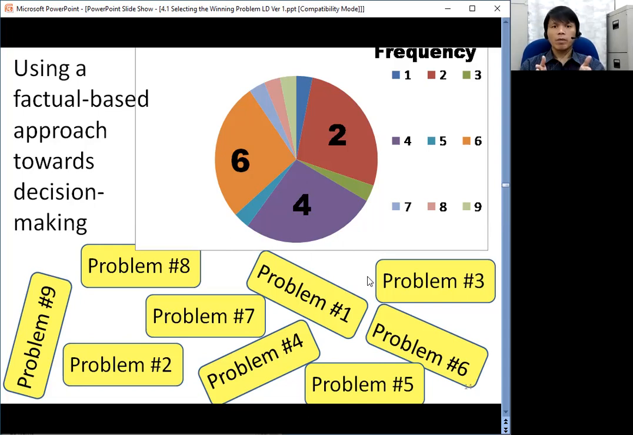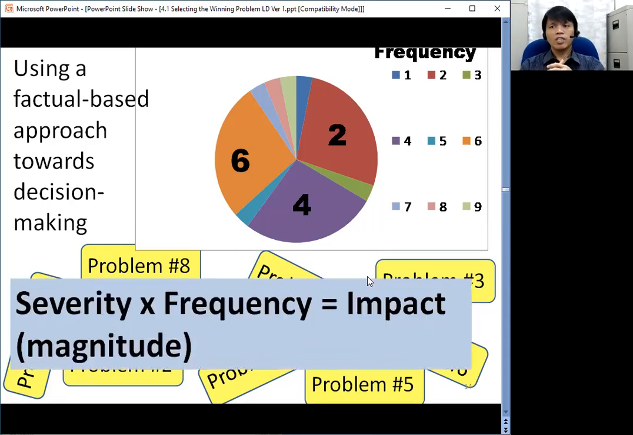Let's say, for example, problem 8 may be a single occurrence, but if this problem resulted in the death of a patient due to a laboratory error, then the decision on which problem we should address will probably be altered. So this is where we look at the impact or the magnitude of the problem. That is, severity times frequency will give you the impact of the problem, which means the impact or the magnitude is a means to semi-quantify risk characterization.